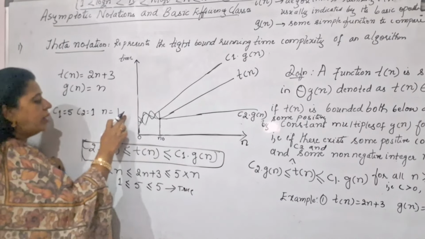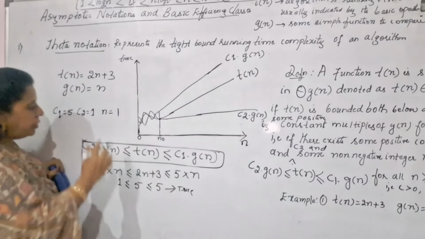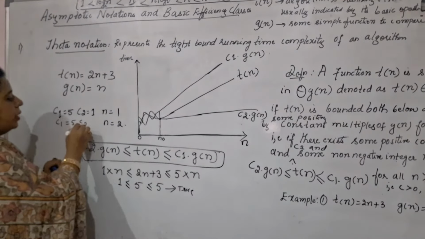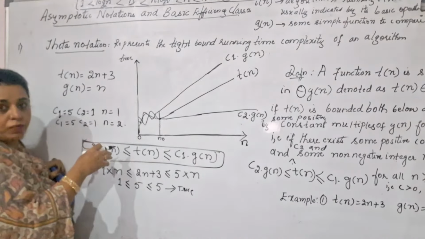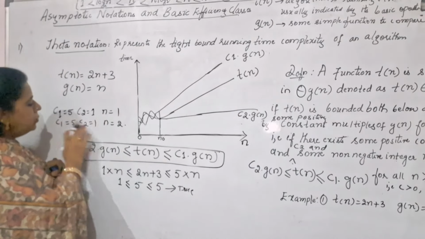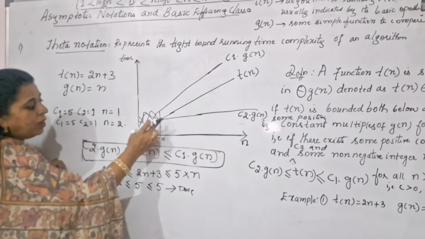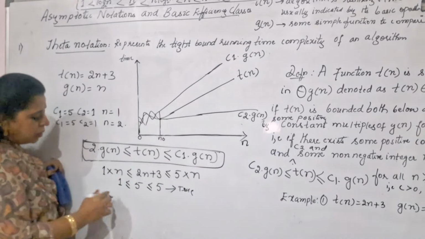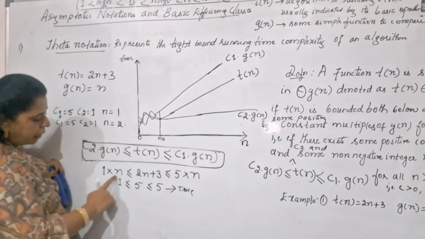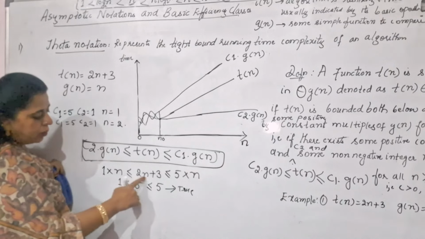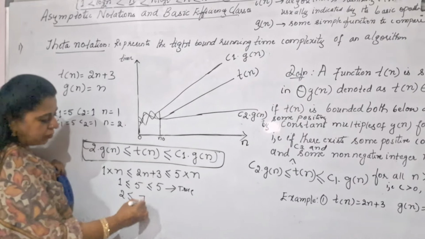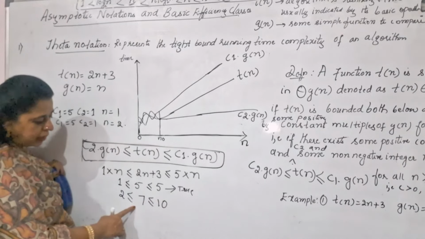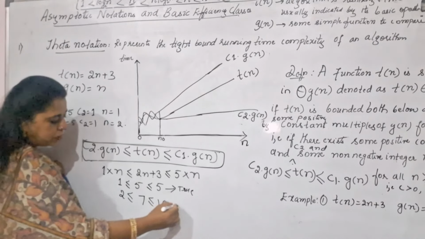So that means our n equal to 1 value holds good, but still we should not stop, we should take n equal to 2 also and check. Always remember, you have to check for some 4 values of n, keeping the same values of c1 and c2, so that we can see whether from that value of n onwards the functions are in this manner. So we'll take now n equal to 2, 1 into 2 is 2, less than or equal to 2 into 2, 4 plus 3, 7, less than or equal to 5 into 2, 10. 2 less than 7, yes, true. 7 less than 10, yes, true.